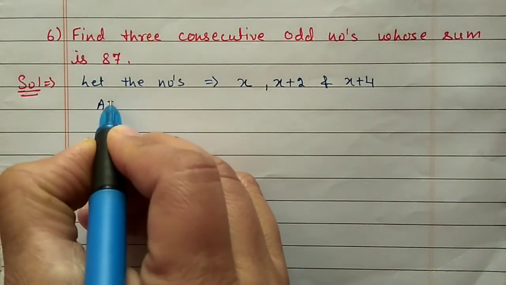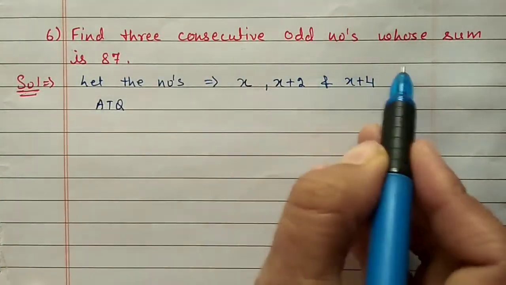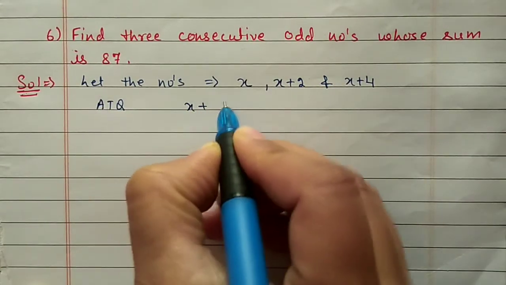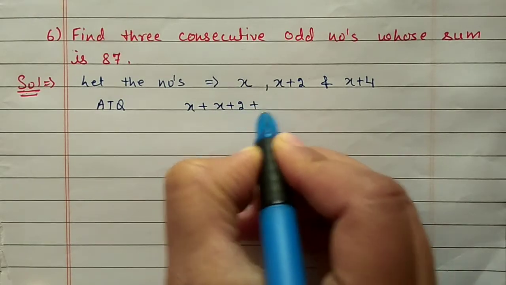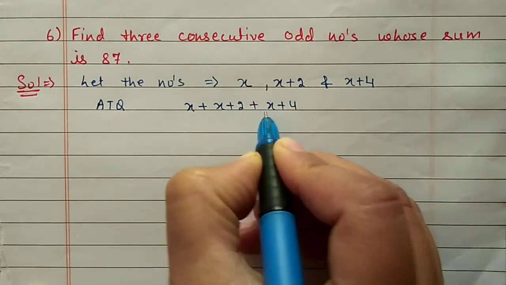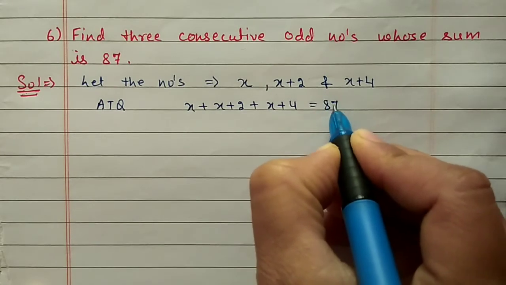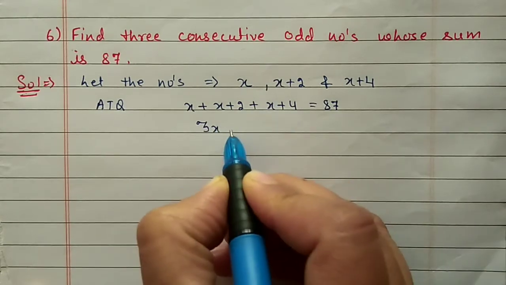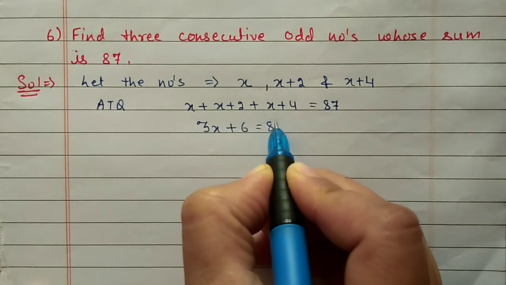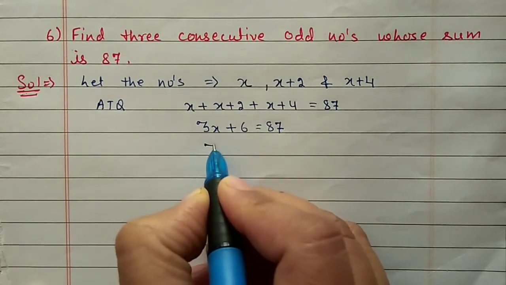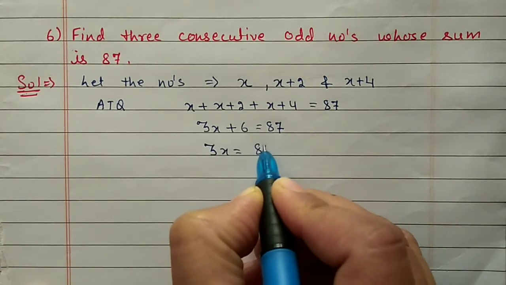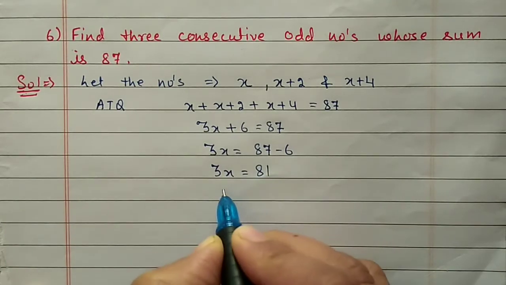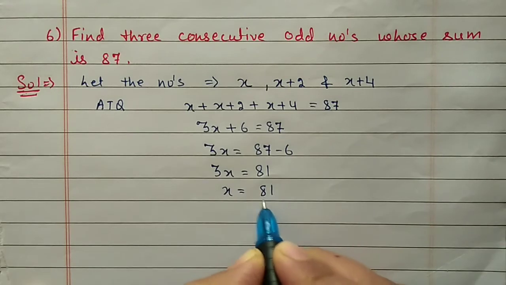Now we will frame the equation according to the question. Their sum is 87. So sum means we have to add these numbers. So x plus x plus 2 plus x plus 4, if we add these three numbers, the answer is 87. So x plus x plus x will become 3x, 2 plus 4 will become 6, which is equal to 87. 6 we can shift to the other side. So 87 minus 6, 3x is equal to 81. So the x value will be 81 by 3.